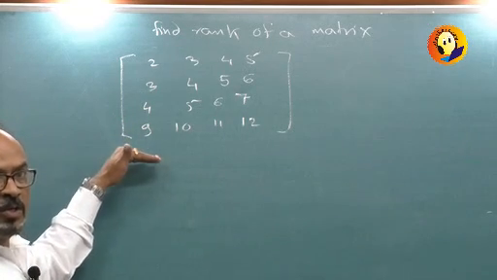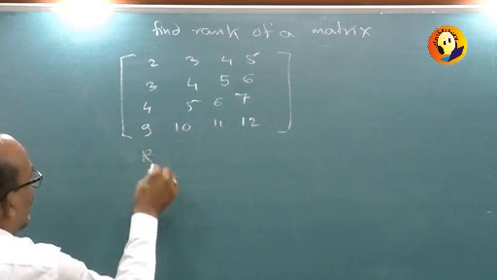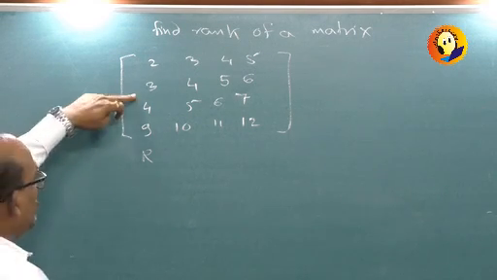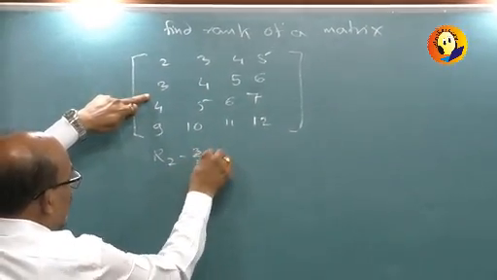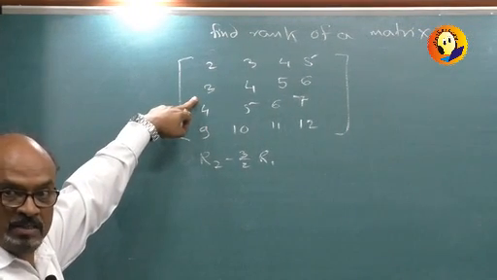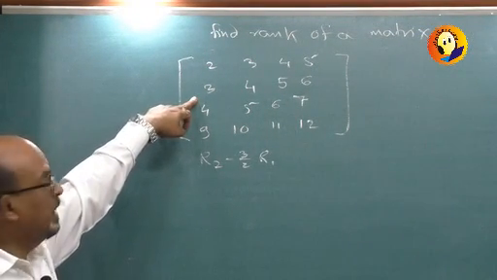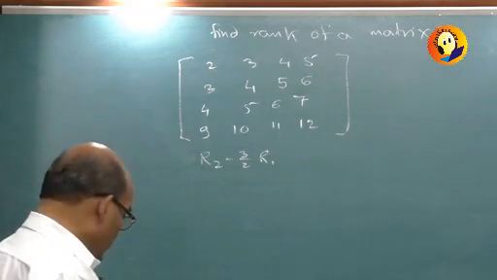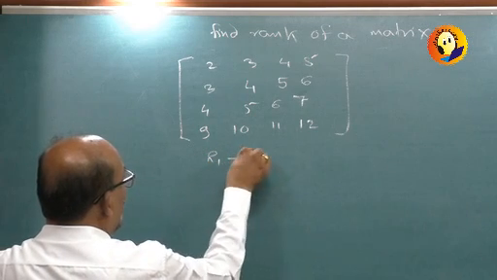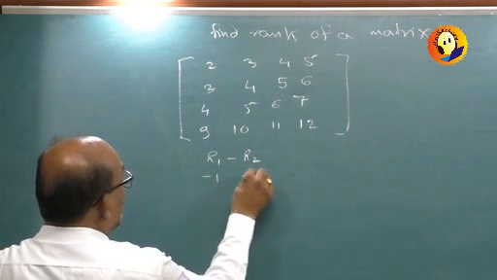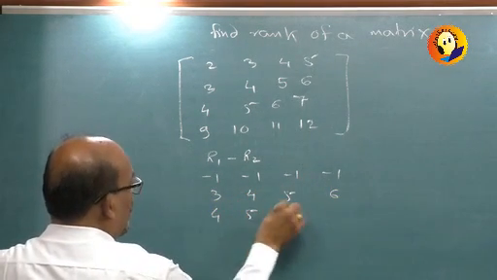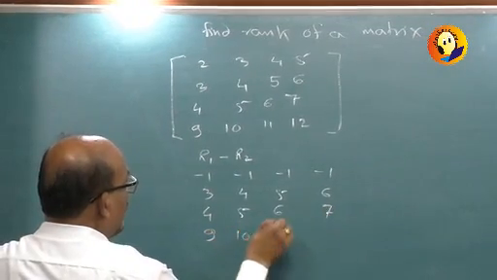I want to reduce it to the normal form. So what will it be? Because we don't want to do something like R2 minus 3 by 2 times R1. Then there will be total chaos, right? Then fraction is introduced and our calculations will increase. Instead, I see the difference as 1 and I perform something like R1 minus R2 directly. So it will be minus 1 minus 1 minus 1 minus 1, 3 4 5 6, 4 5 6 7, 9 10 11 12.